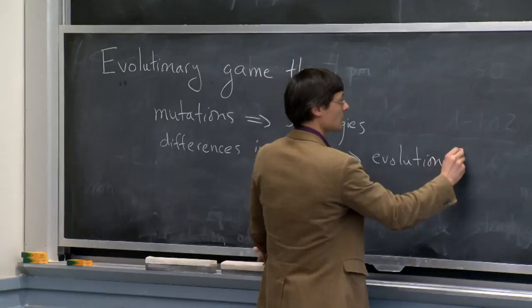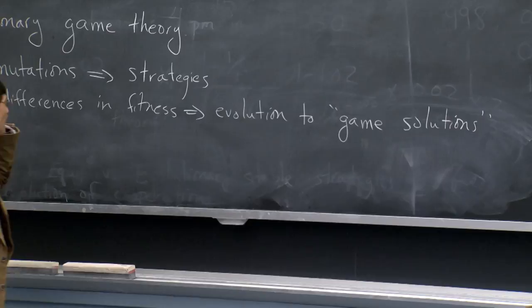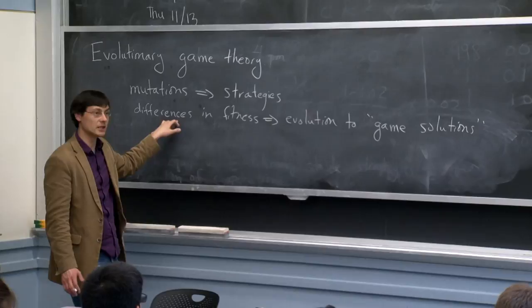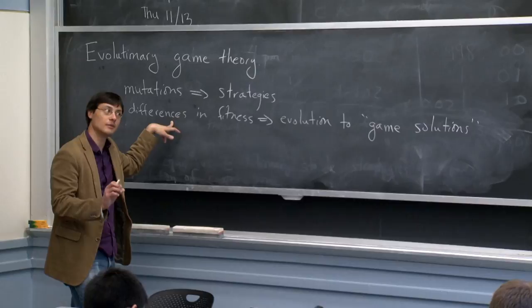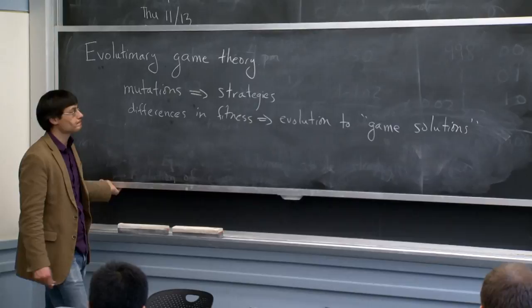Like the Nash equilibria, for example. So it's not that we think the cells are engaging in any sort of puzzle solving. Instead, there are mutations, and the more fit individuals spread in the population. Somehow you evolve to the same or similar solutions as these Nash equilibria in the context of game theory. We'll see how this plays out in a few concrete examples.